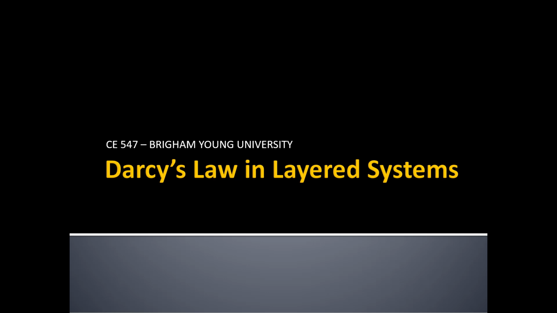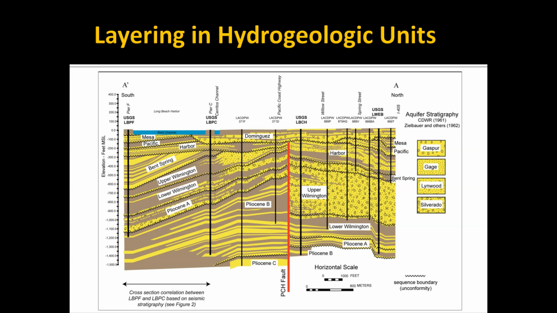Welcome back. In our last lecture, we introduced Darcy's law and how it describes how water flows through porous media as a function of hydraulic conductivity, cross-sectional area of flow, and the hydraulic gradient. Now we're going to look at a special case of Darcy's law as we apply it to flow of water through layered systems. What do we mean by a layered system?